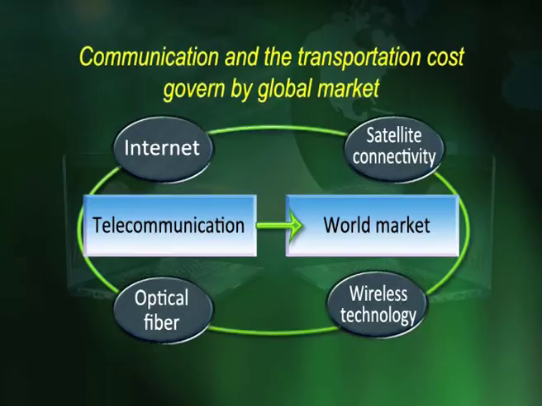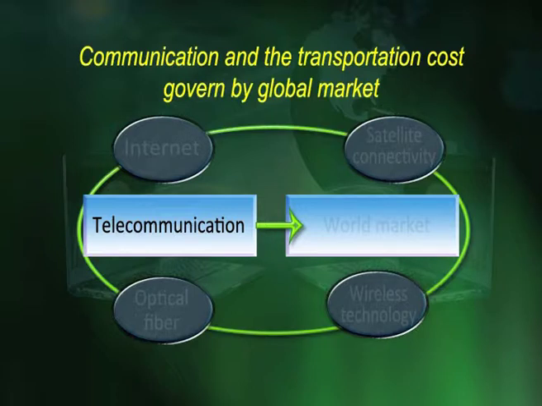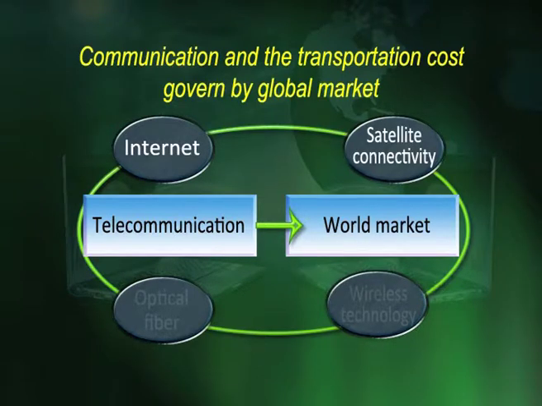Now, the communication and the transportation costs which govern the global market are shown in this diagram. Telecommunication, which genuinely impacts the world market, is through the internet, the satellite connectivity and the wireless technology, making the world like a global village. The optical fiber is also impacting the business practices.